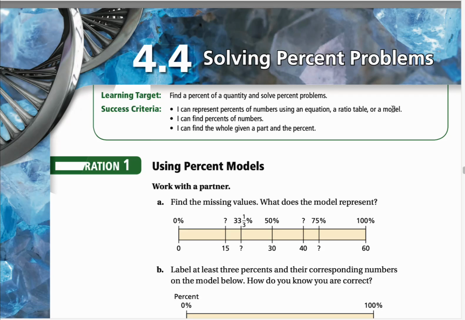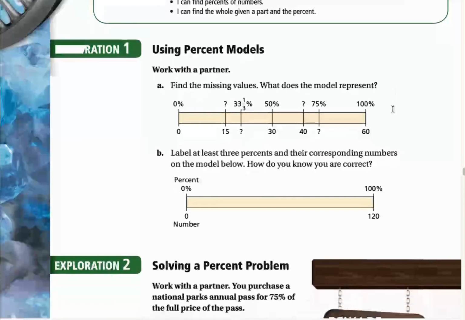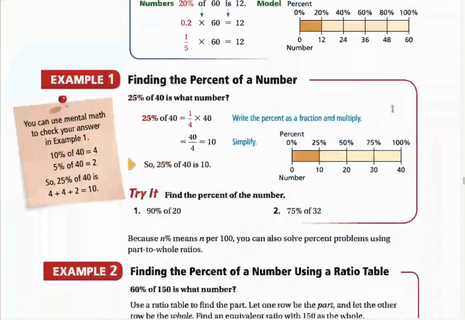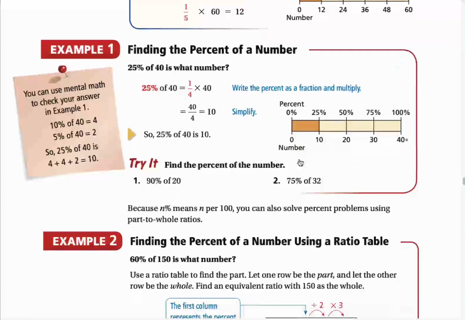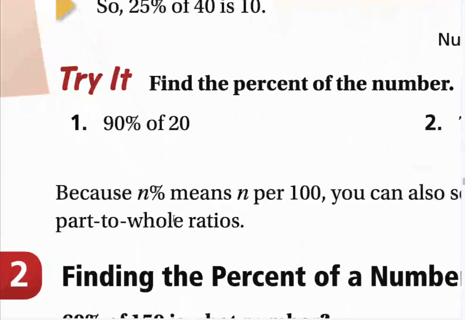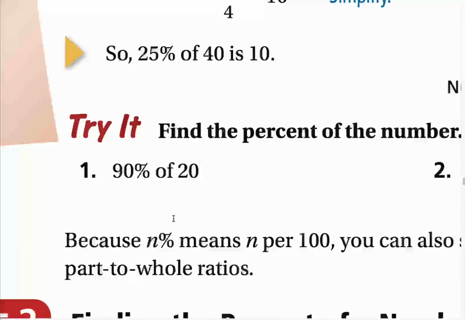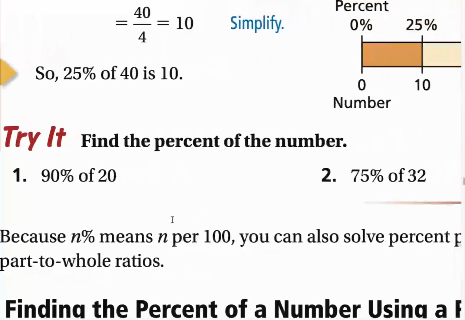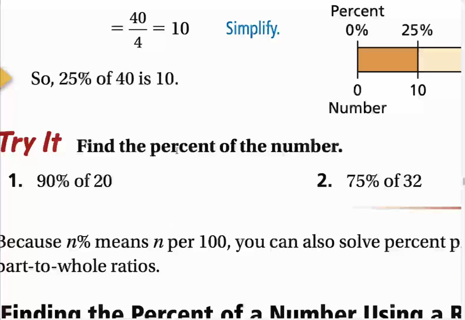Today's lesson is the fourth lesson in chapter 4, solving percent problems. What we're going to do today, we'll be able to solve questions like these. Let's see, like this one. Find the percent of the number. 90% of 20. 75% of 32.